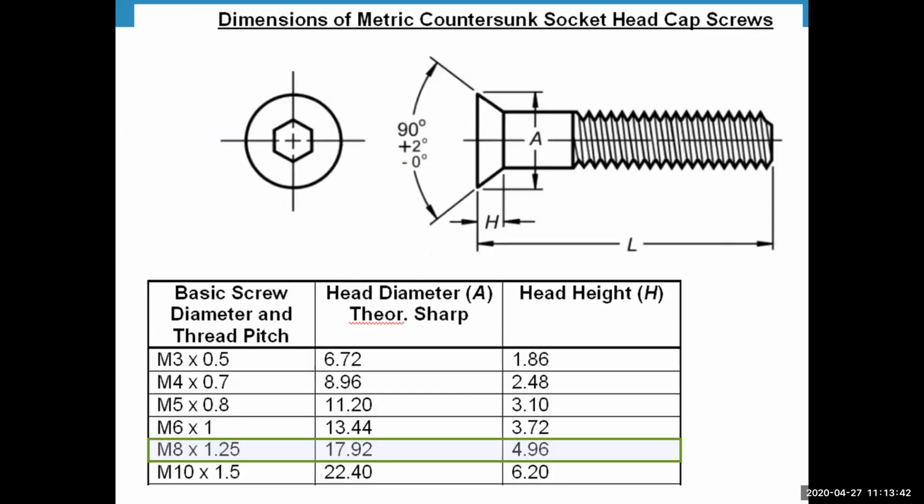Again, we're looking at the table, which is on B16. Yeah, we have B16 and B17. So for an 8 by 1.25, the head diameter to the theoretical sharp is 17.92. The head height is 4.96.